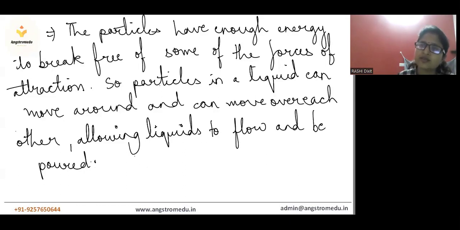And this is the property which is responsible for liquids taking up the shape of the container. We should know that solids have fixed shape, whereas liquids take up the shape of the container. That means they do not have any fixed shape. And the reason being that the particles have enough energy to break free some of the forces of attraction between them, and therefore they can move around and also move over each other, which makes them flowing, right?